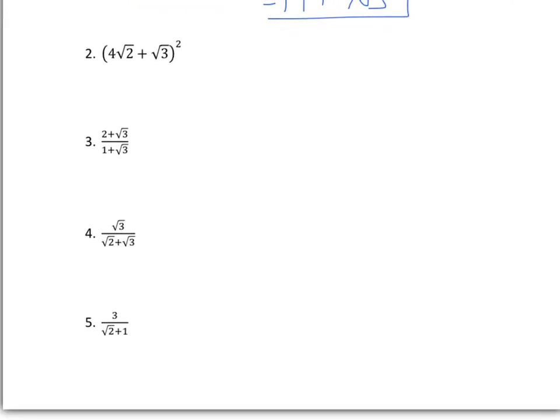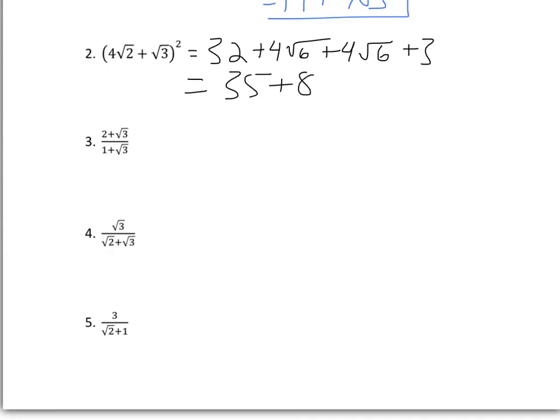Alright, now squaring these works very similarly. Okay, so you're just going to multiply this by itself. So we've got 4 root 2 times 4 root 2. It's going to be 16 root 4, which is the same as 16 times 2, which is 32. Okay, we'll have a 4 root 6, another 4 root 6, and a root 3 squared is 3. Okay, combine like terms. We have 35 plus 8 root 6.